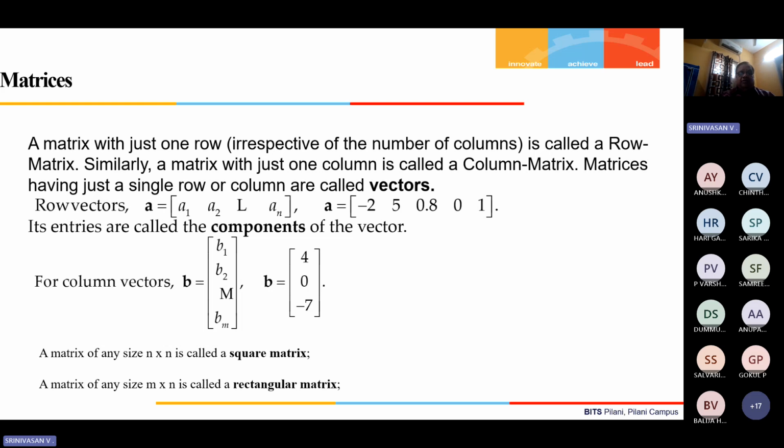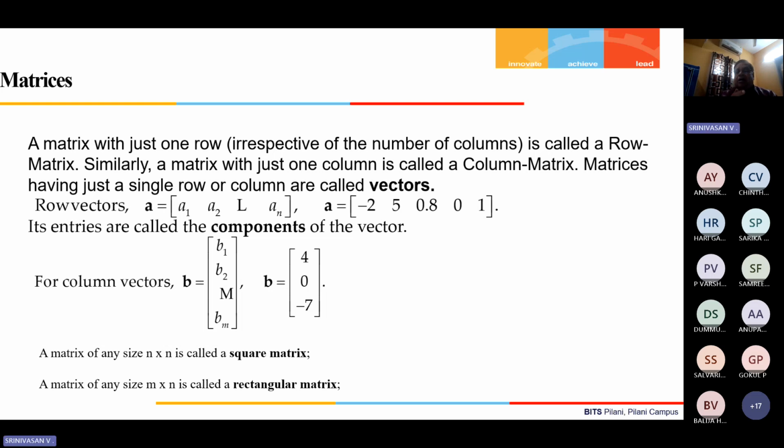So for column vectors, you just denote it by B, bold B. Its entries are in one column: B1, B2, some alphabet, capital M, then BM. Then vector B can also have numbers like this: positive integer, zero, negative integer, and so on. Any matrix of size n by n is called a square matrix, and any matrix of size m by n is called a rectangular matrix, in the sense that m and n are unequal.